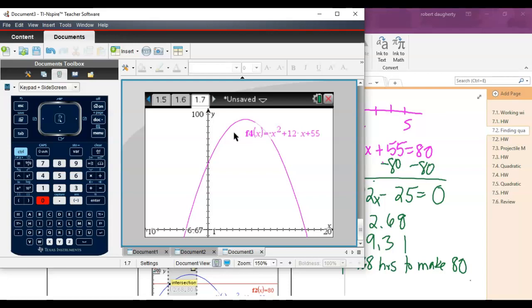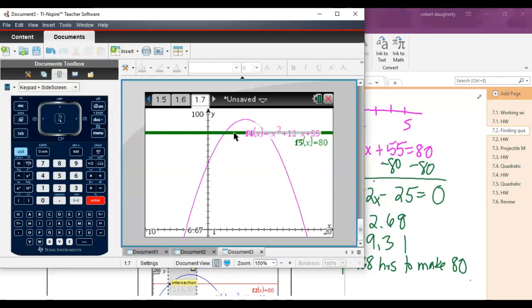So you have to adjust the window to say, okay, yeah, this looks like the model that I see here. And what is it I'm trying to figure out? The amount of time it takes to get an 80. So if I hit tab, let's graph the line y equal 80. Okay. So I need to find graphically where these things do what?